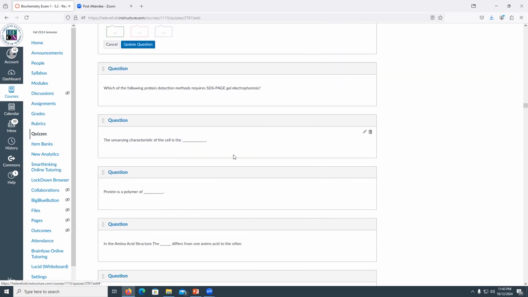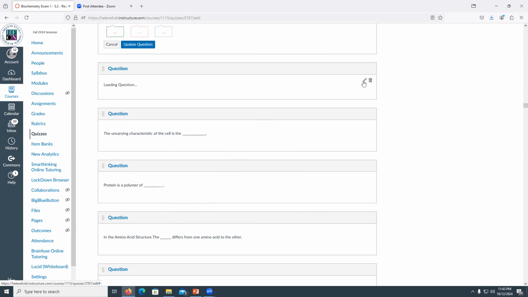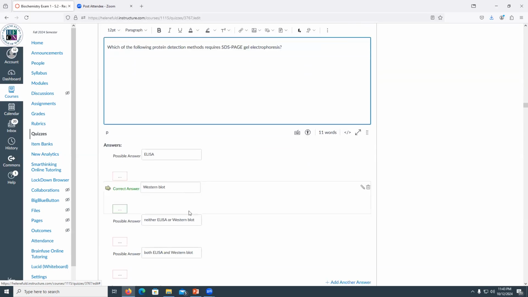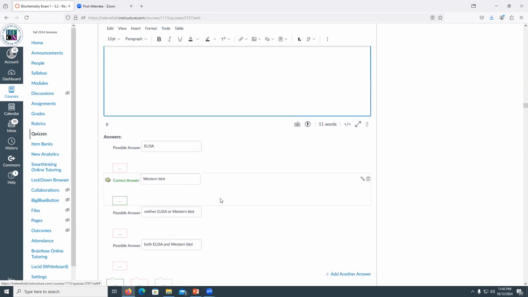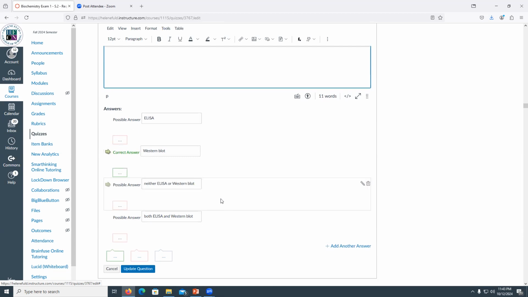Which of the following protein detection methods requires sodium dodecyl sulfate PAGE? And that was the Western blot. Western blot, we said we put in the well all of the proteins of interest and we project electric voltage that causes all the proteins to propel and move forward.